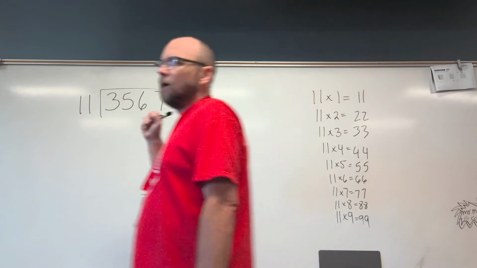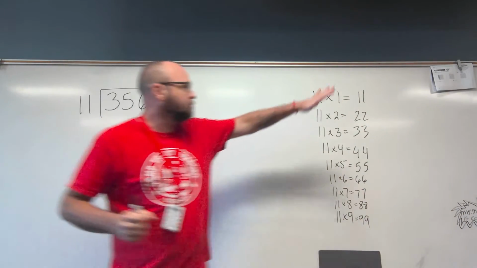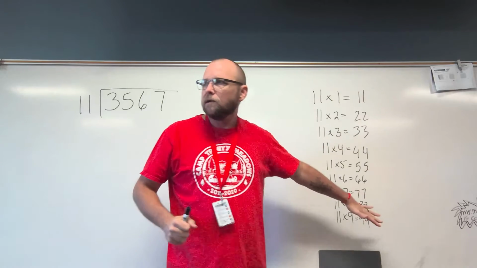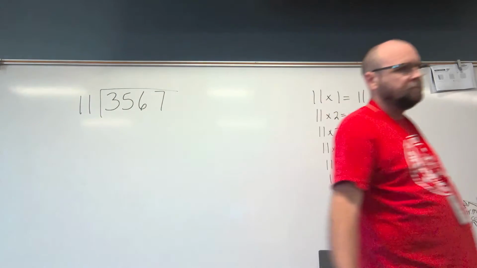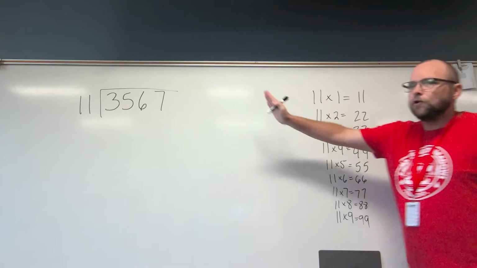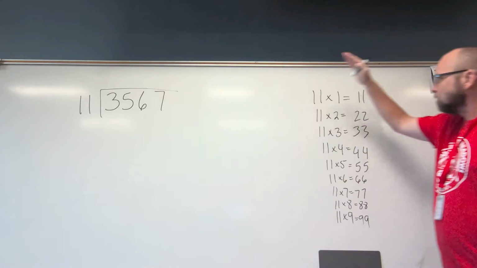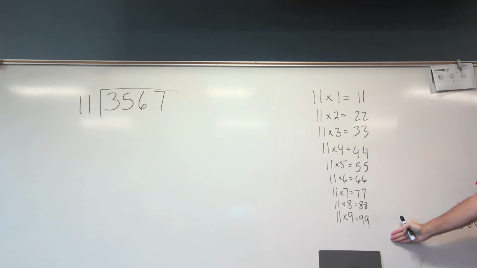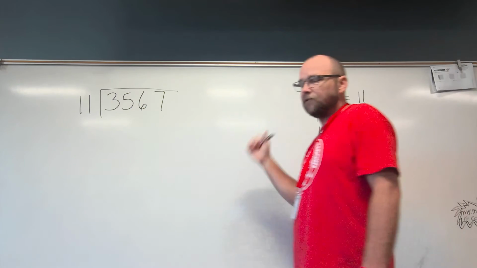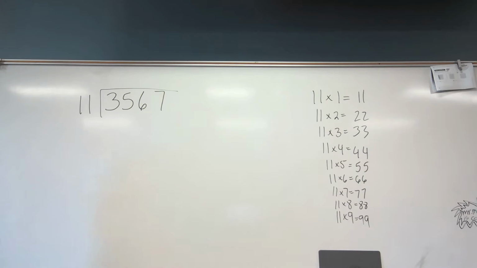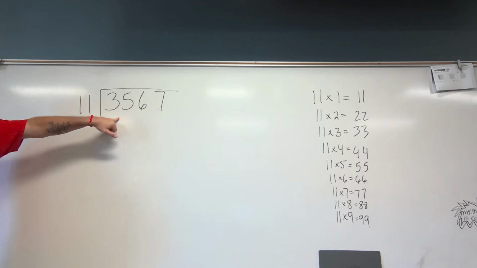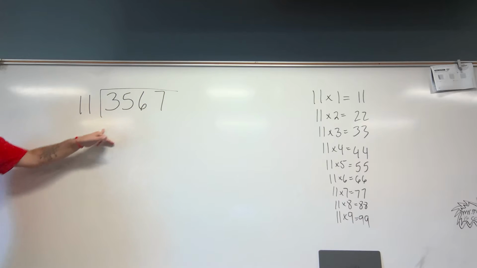And there's a reason behind that, because once I do all of this work, I don't really have to do much but subtract here. That's all I have to do once I've listed all my multiples, because I've done all the multiplication already. So now I look at my division problem. My dividend is 3,567. My divisor is 11.